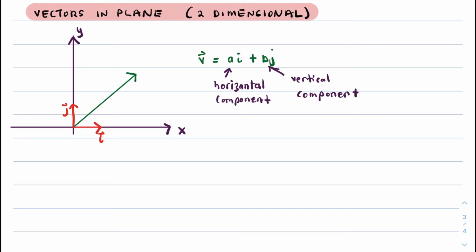So what you have over here is actually a scalar multiplied by one unit of a unit vector of i, then b also is a scalar. So this is your vector v. Now, this vector v can also be written in this form, where you put in a triangular bracket ⟨a, b⟩. This also means a vector. So that's how you represent your vector in the plane.